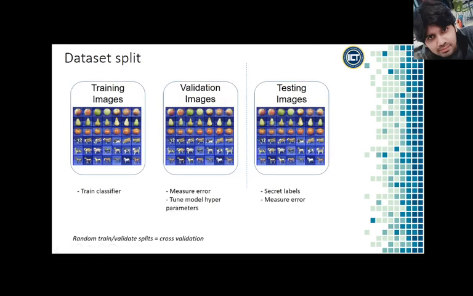Now, what we do with the overall data is that we split it into three sets basically. One is the training image set, second is the validation image set, and third is the testing image set. Training data is the actual data set that we use to train the model, like updating weights and biases in the case of a neural network. The model sees and learns from this data.